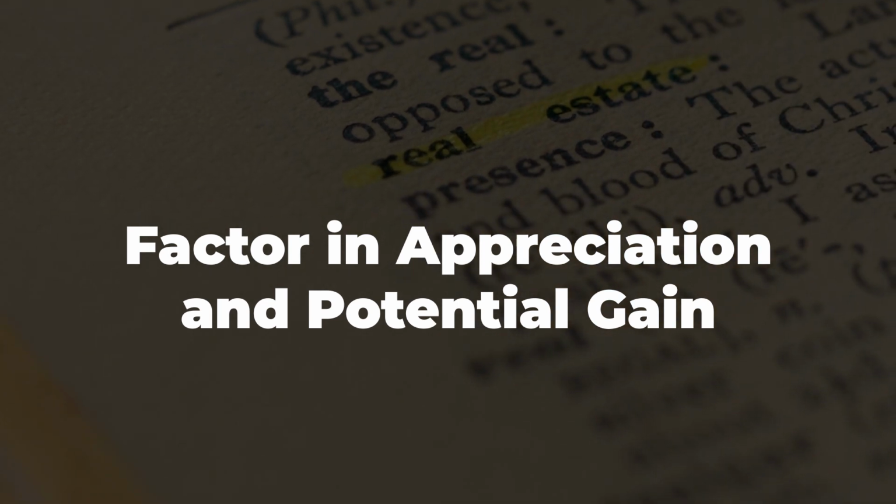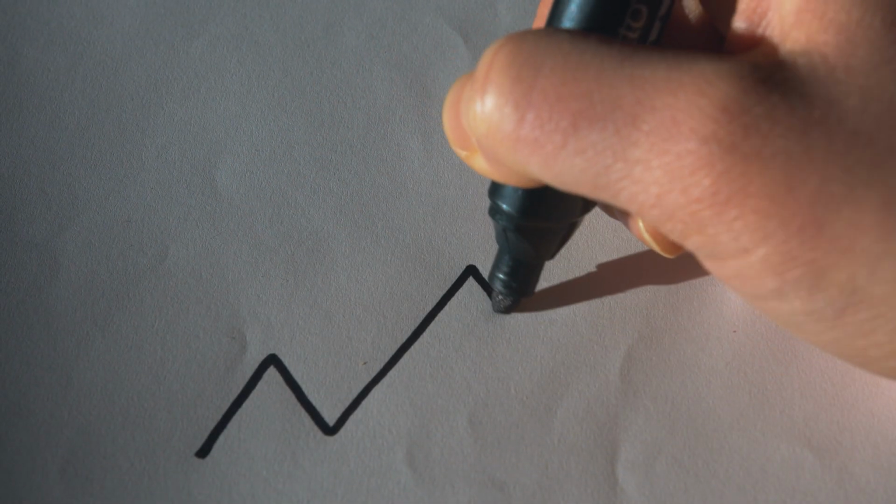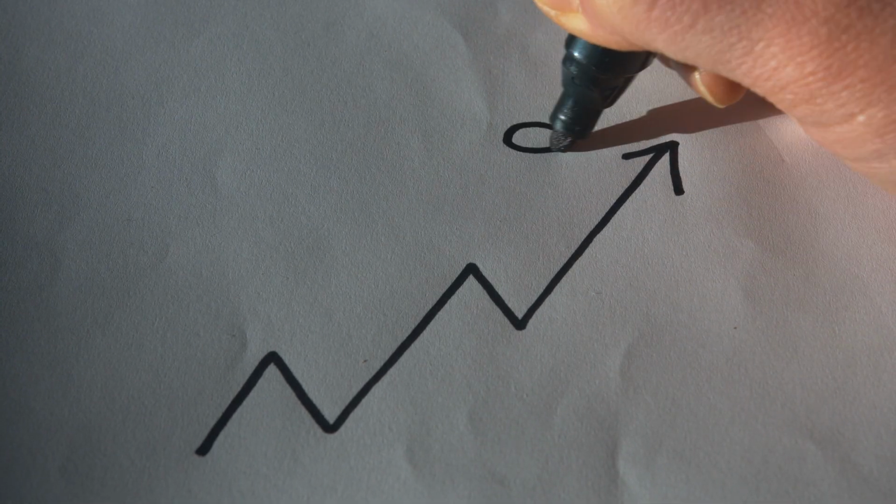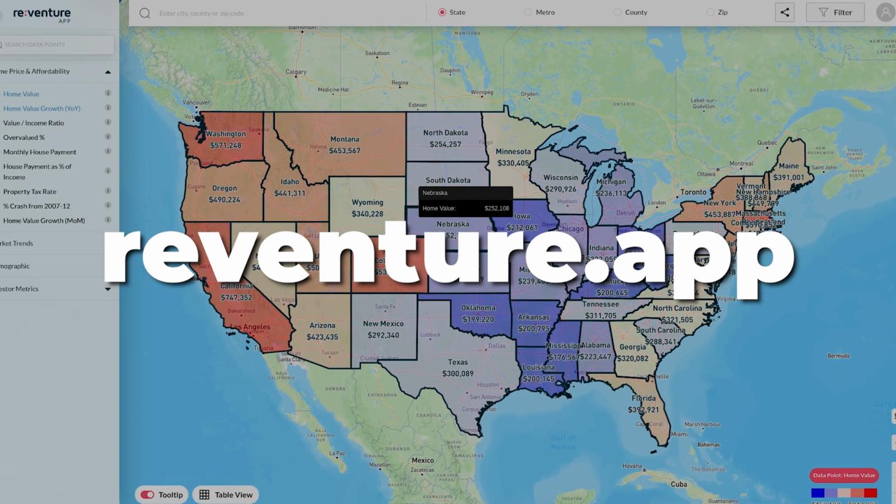Factoring in appreciation. Real estate investing is a long game. Unfortunately, there isn't a get-rich shortcut. I think a lot of investors should really look at appreciation, how that could add potential to a deal. Over time, property values often increase. So if you're picking an investment property in an up-and-coming area, you'll get that appreciation down the line when you're ready to sell. For appreciation maps, I really like to use Reventure.app.